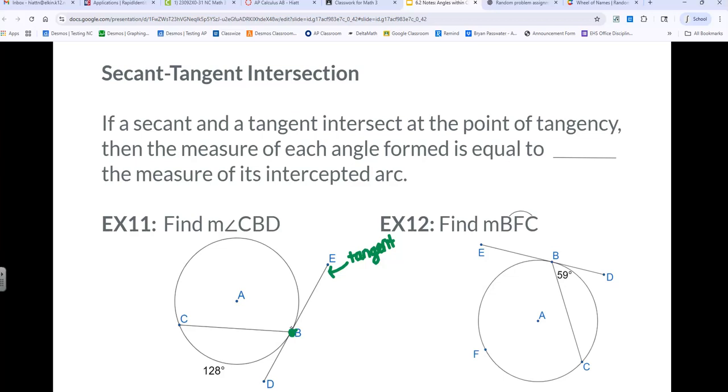And technically, you could call this right here CB, really it's a chord, but if it kept on going, like if you put an arrow on the end, it would be a secant. So a secant passes through the circle. A tangent's only going to touch it one time on the outside. Okay? So, if a secant and a tangent intersect at the point of tangency, then the measure of each angle formed is equal to half the measure of its intercepted arc.